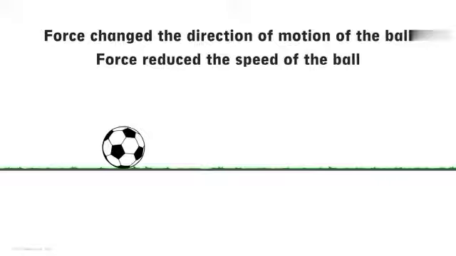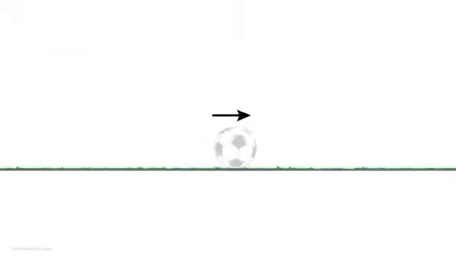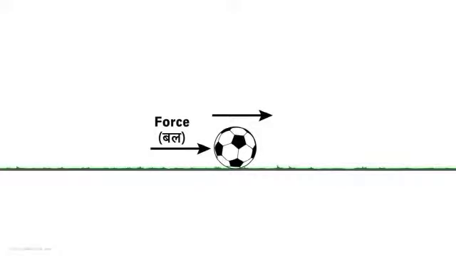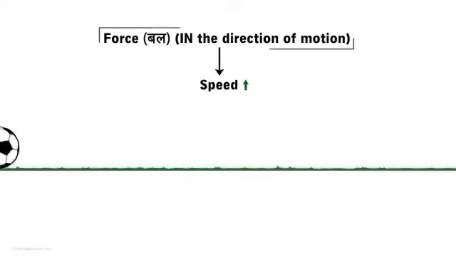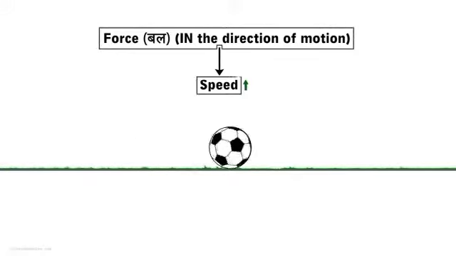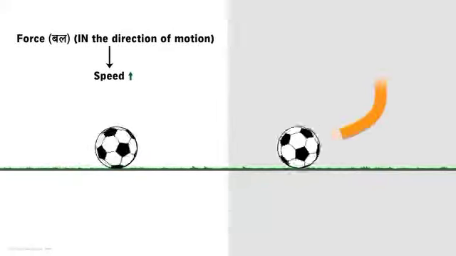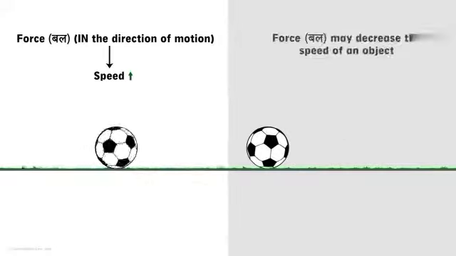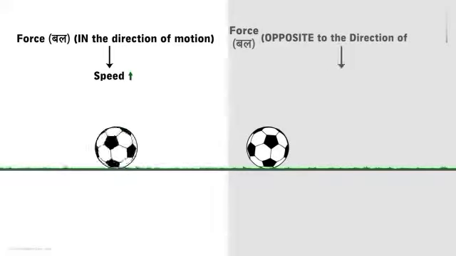Now let's list out all the effects observed here. Firstly, the speed of the object can be increased when the force is applied in the direction of the motion of the ball. The second thing is, the speed of the object decreases when the force is applied opposite to the direction of motion of the object. In fact, it not only decreases the speed but also changes the direction.